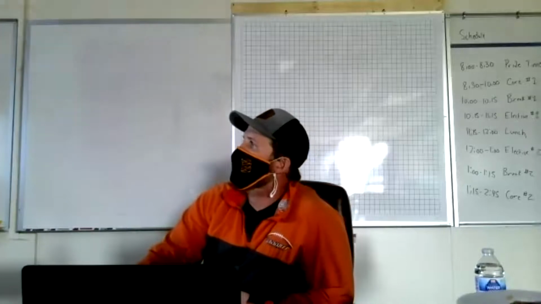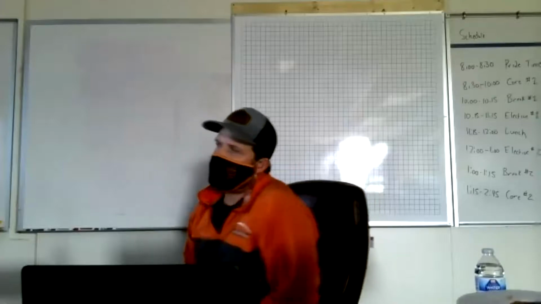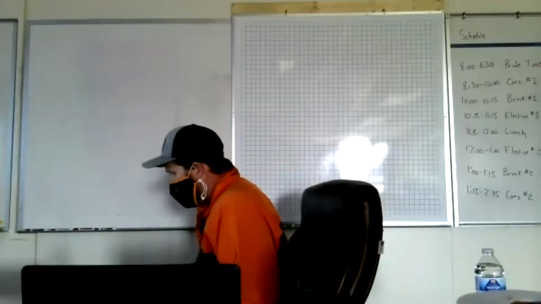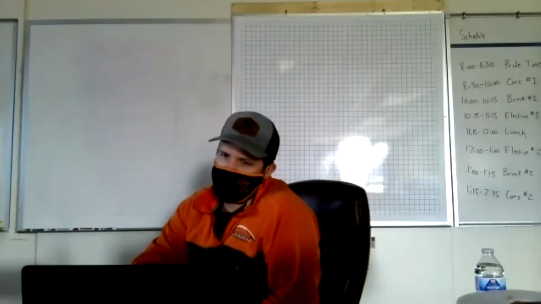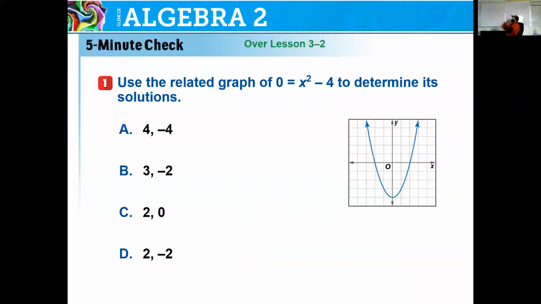All right. So today what you have on tap, while we're lecturing, we're going to be talking about imaginary units and complex numbers. First, we'll go through the 5-minute check and go from there. So our first one of the 5-minute check, it says use the related graph of 0 equals x squared minus 4 to determine its solutions. So not a very difficult question. We're just analyzing where we cross the x-axis, because that is what we're looking for: solutions, roots, zeros, or x-intercepts.